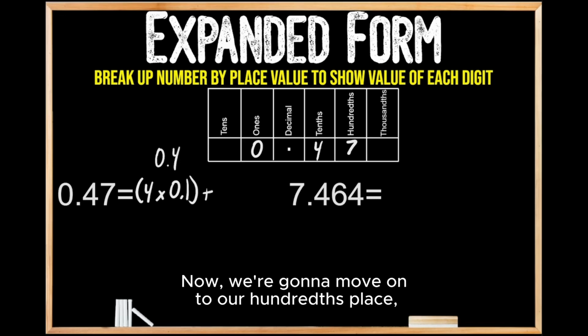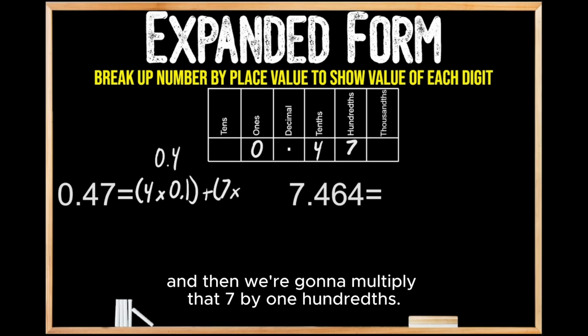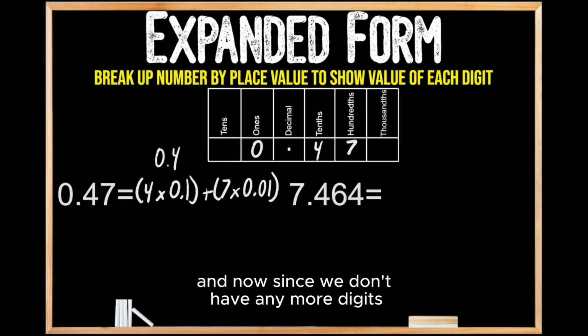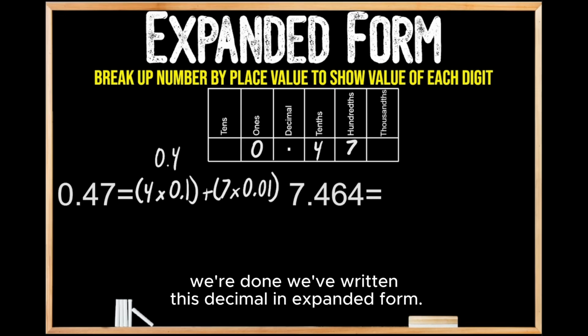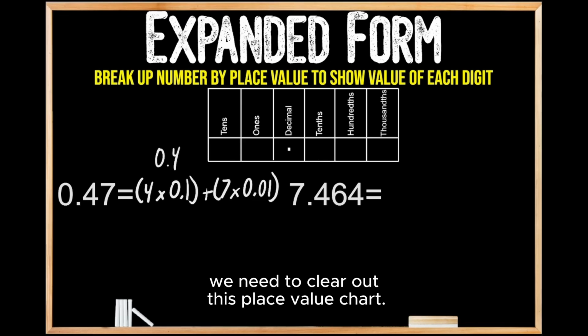Now we're going to move on to our hundredths place where we have a 7. So we're going to write our 7, and then we're going to multiply that 7 by 1/100. And now since we don't have any more digits, we're done. We've written this decimal in expanded form. But before we move on to our next decimal, we need to clear out this place value chart.